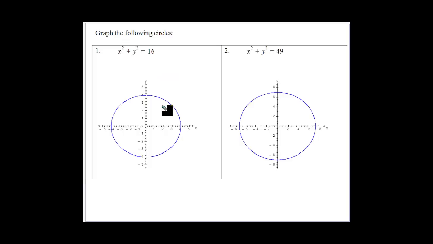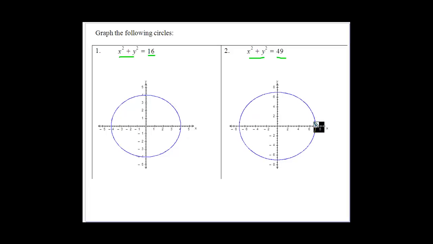So let's have a look at some examples. x squared plus y squared is 16. Well, our center is at the origin, so it's nice in that respect. The radius is 4, so you can see it's going through 4 and minus 4 on the x and y axes. x squared plus y squared means the center is at the origin, and the square root of 49 gives us 7.